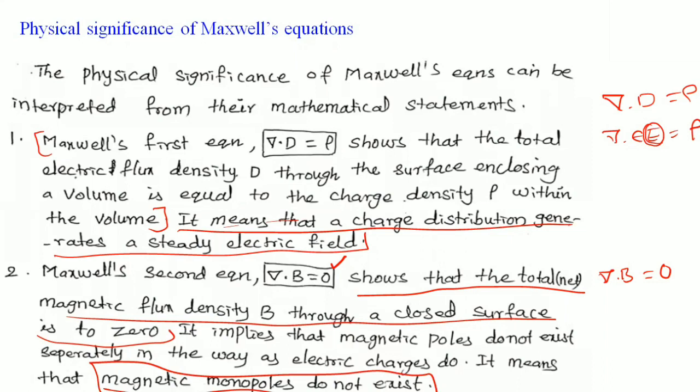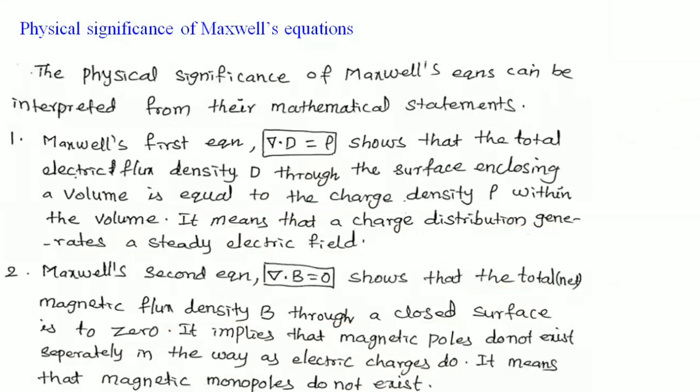Maxwell's second equation, you see clearly, del dot B is equal to 0, shows that the total or net magnetic flux density B through a closed surface is equal to 0. It implies that magnetic poles do not exist separately. It means that magnetic monopoles do not exist. If the magnet is divided into small pieces, every small particle has two poles, north and south, so we cannot get a monopole.